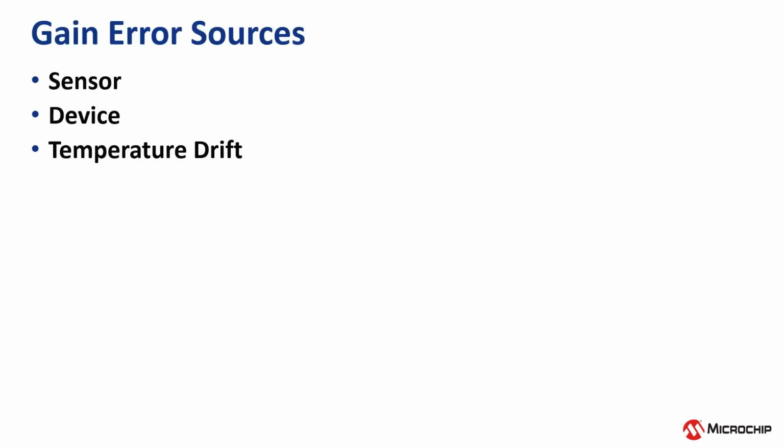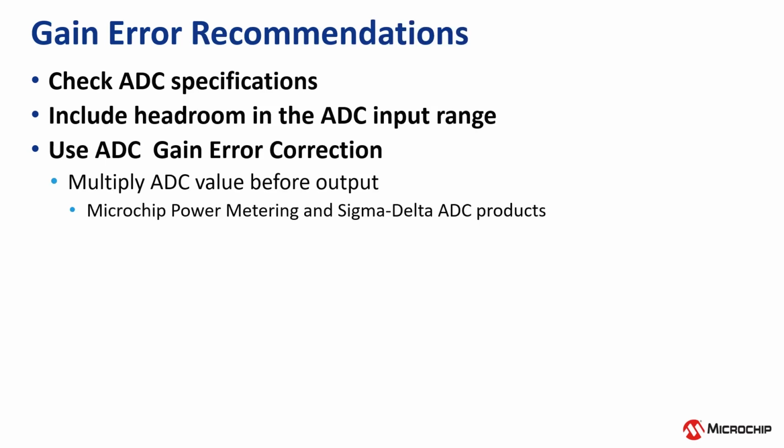What are sources of gain error? Gain error can come from the sensor, the device, or temperature drift. What do we recommend? We recommend you check your ADC specifications and be sure that the gain error is sufficient for your system. Include headroom in your system for the ADC input range.